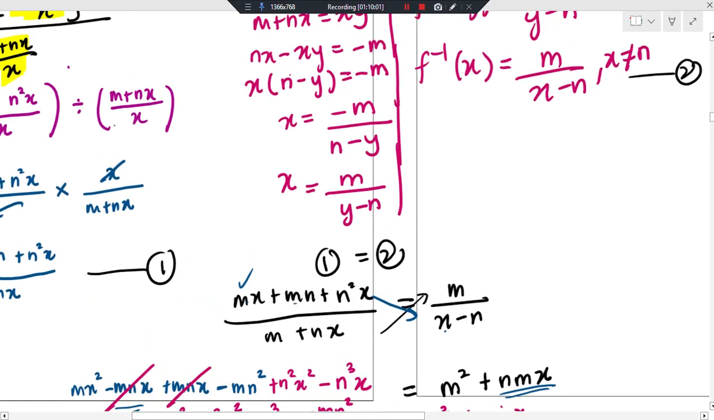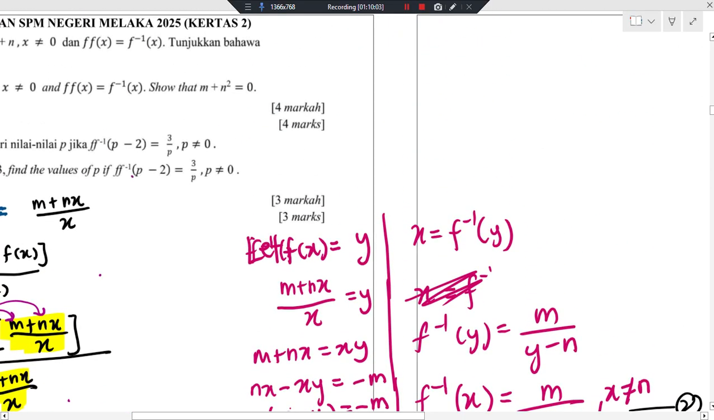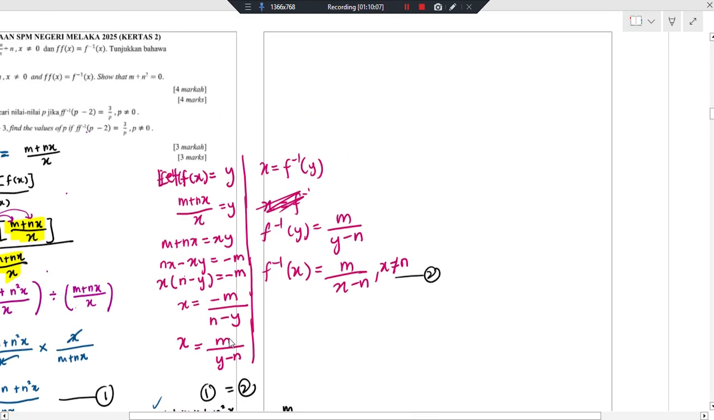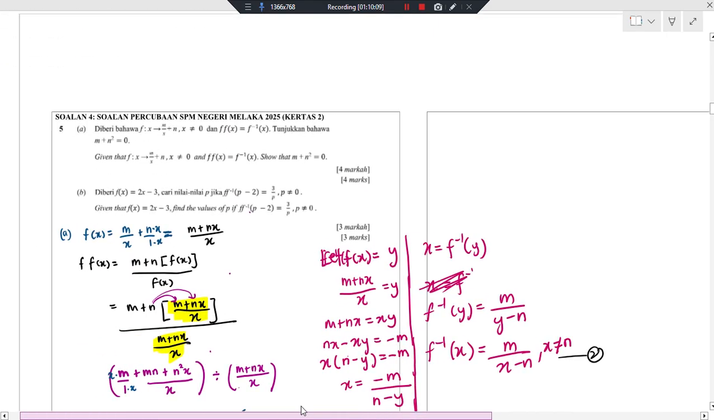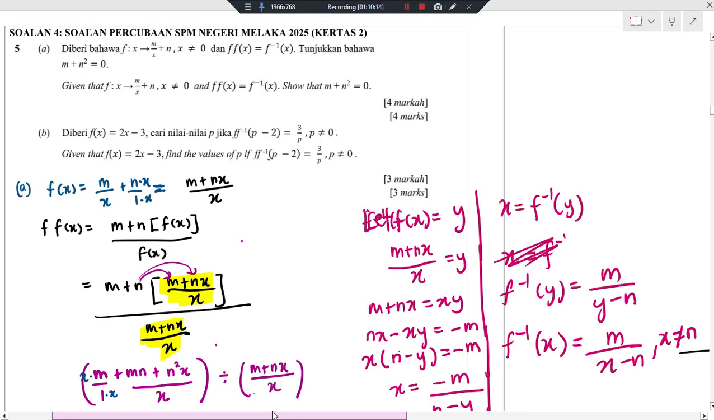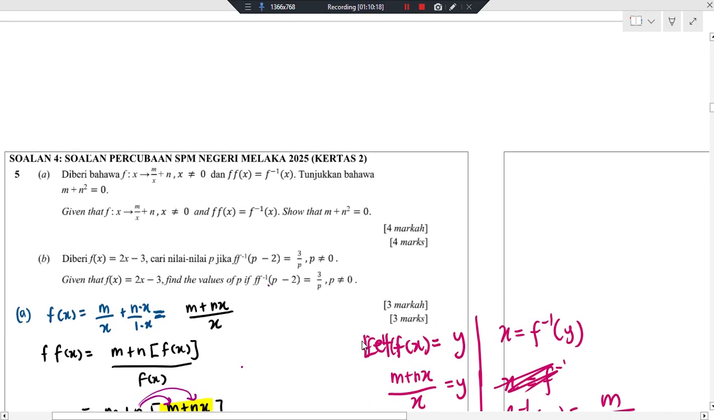Okay, the question B, don't forget we have question B some more. Okay, it is given fx is equals to 2x minus 3. Find the values of p if f inverse p minus 2 is equals to 3p, where p is not equal to 0.